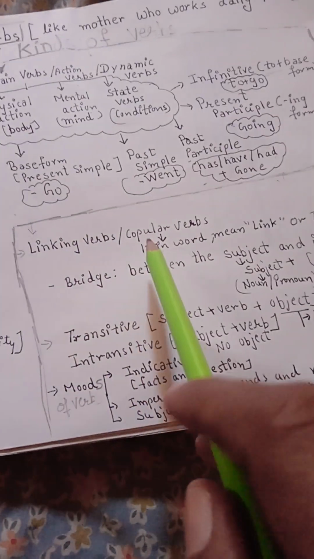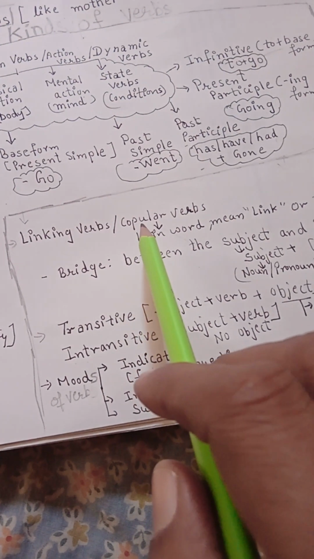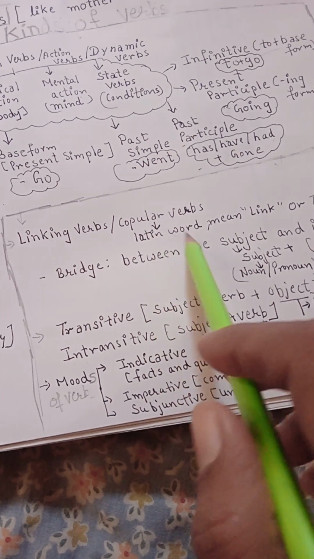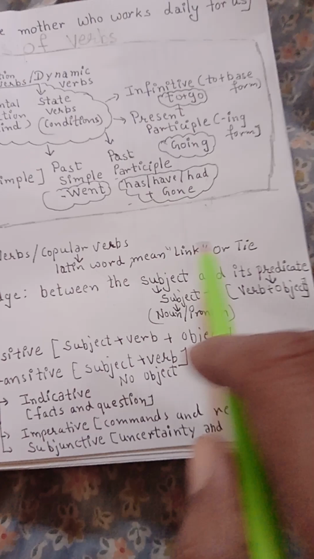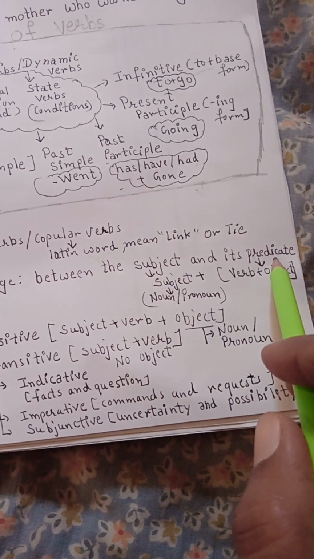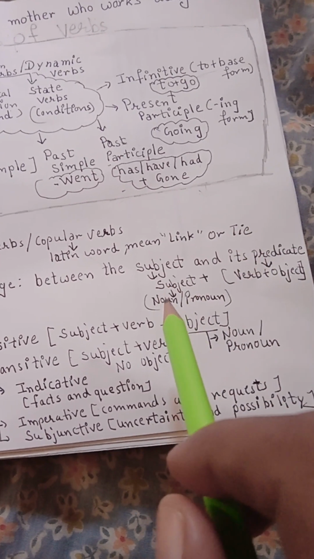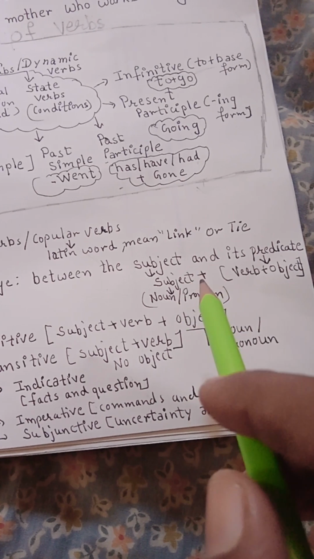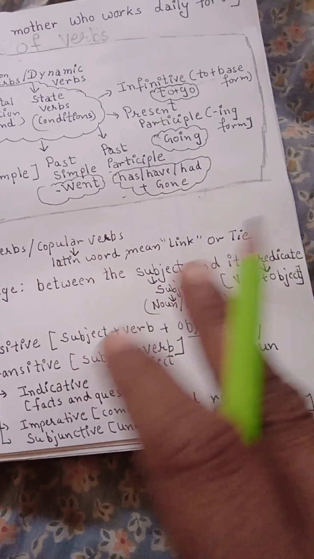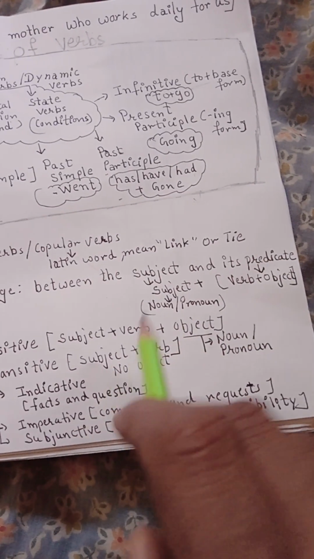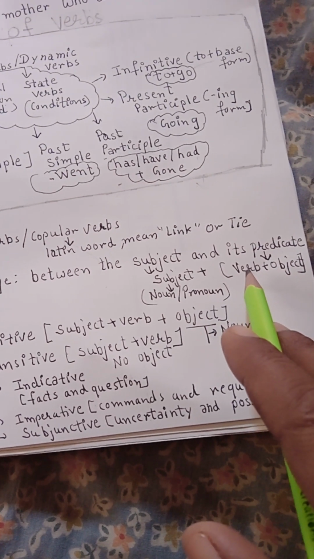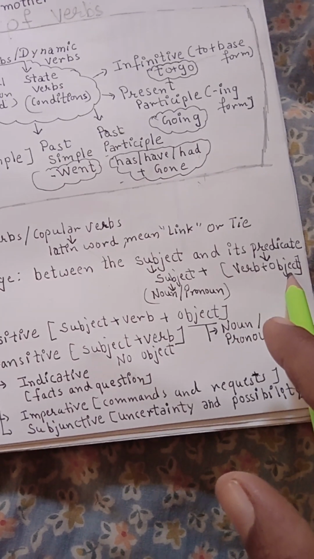Linking verb, in another word we can say copular verb. Copular, it's a Latin word which means link or tie. It works like a bridge between the subject and its predicate parts. Every sentence is split into two parts, subject and predicate. Subject can be noun or pronoun, predicate with verb plus object.